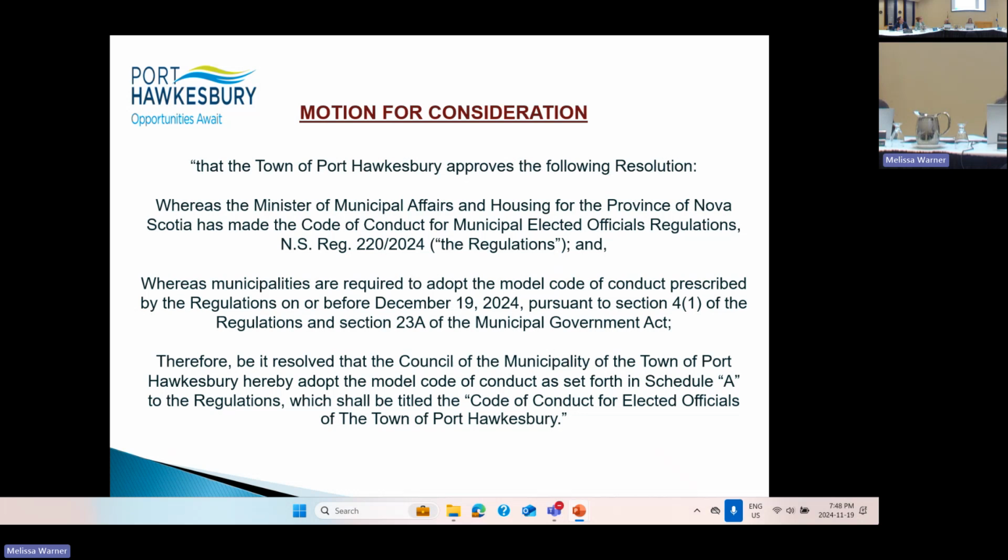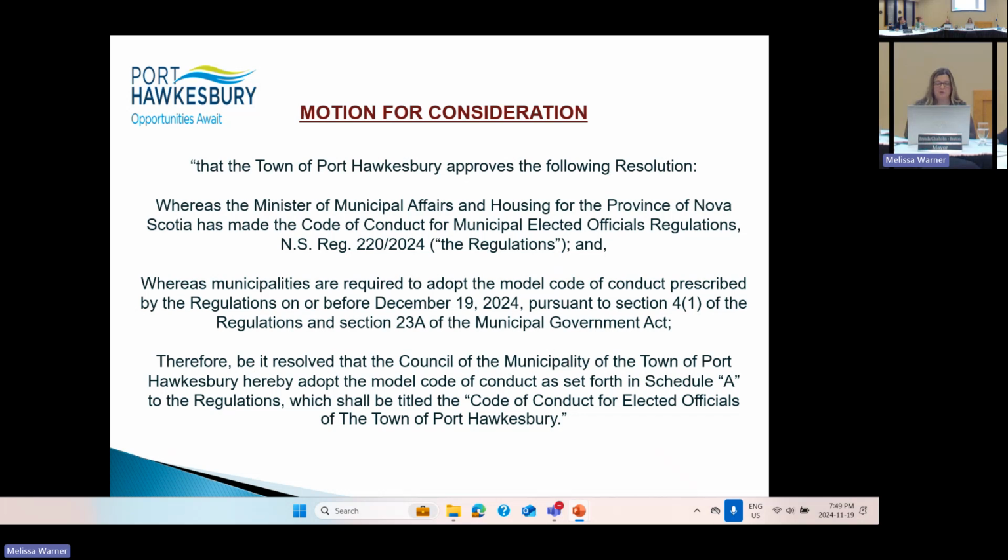And whereas, I think it's in our package, municipalities are required to adopt the model code of conduct prescribed by the regulations on or before December 19th, 2024, pursuant to section 4(1) of the regulations and section 23A of the Municipal Government Act. Therefore, be it resolved that the council of the municipality of the town of Port Hawkesbury hereby adopt the model code of conduct as set forth in Schedule A of the resolutions, which shall be titled the Code of Conduct for Elected Officials of the Town of Port Hawkesbury. I just want to double check, this is regulation 220. Okay, regulation 220. Perfect. Okay, no problem. As presented.